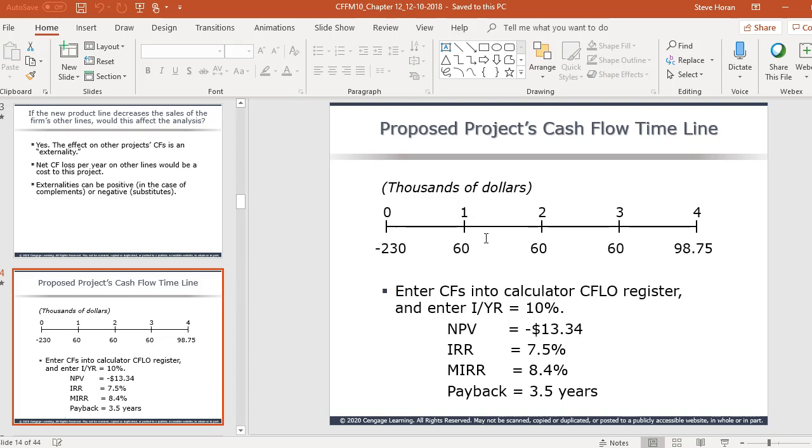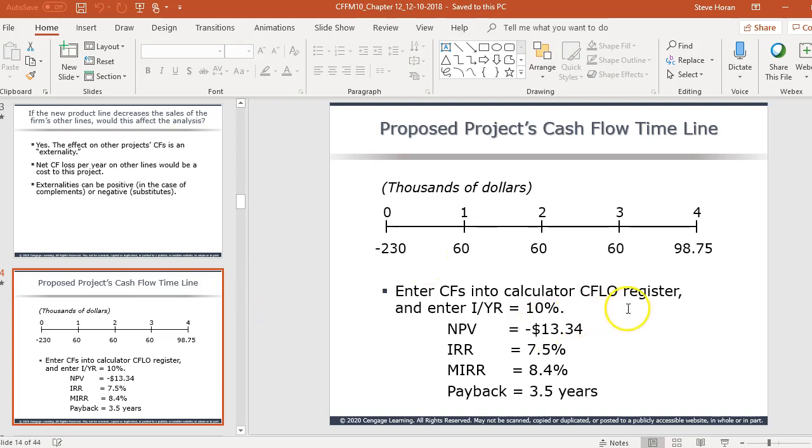So this is going back to the base case scenario and just saying, okay, in the initial year, the cash outflow will be $230. Then we'll have 3 years, years 1, 2, and 3 of 60. In year 4, we'll have a positive 98.75. So we run this through our calculation. We go ahead and run this through all the NPV, IRR, MIRR, and payback, and then make a decision, right? And remember, the cost of capital was 10%. And so I'm not going to run you through those calculations because we've already done that in Chapter 11. So you guys know how to do that.